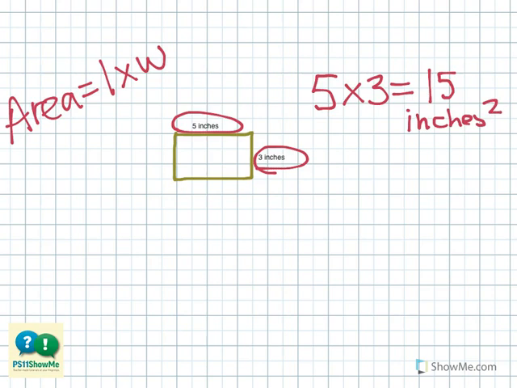I label it in those square units because, as we saw when we tiled, area is measured in square units. So if we were to tile this rectangle, there would literally be 15 square units within it.